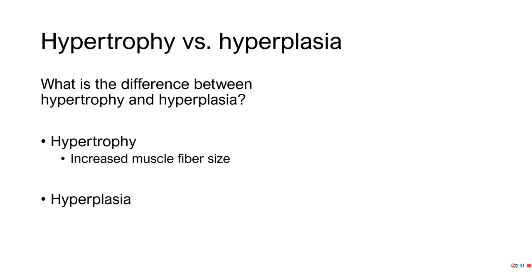All right. Now, the difference between hypertrophy and hyperplasia is that with hypertrophy, we're actually increasing the size of the muscle fiber itself, whereas with hyperplasia, we're increasing the number of actual muscle fibers or muscle cells that we have. We're going to talk about each of these in a little more detail here.